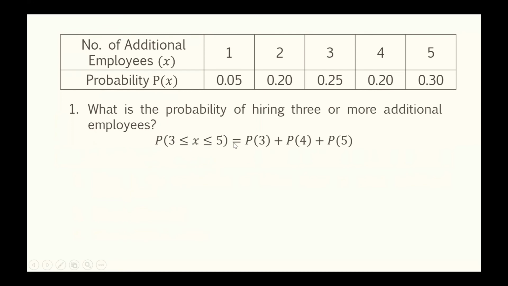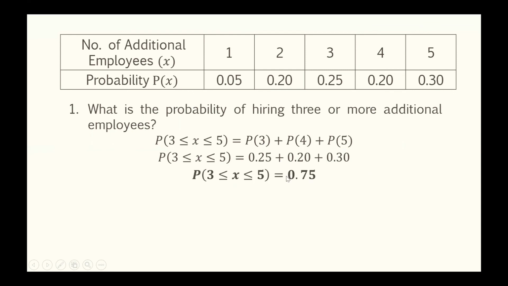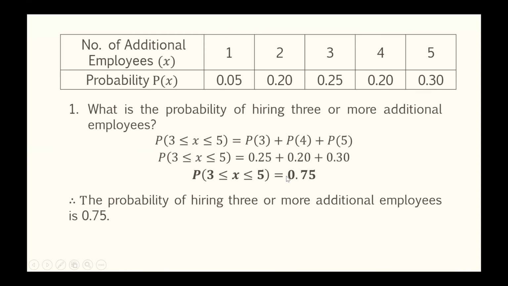So this symbol is equal to P of 3, or the probability of 3, plus P of 4, plus P of 5. We're going to get the probability of 3, 0.25, added to the probability of 4, added to the probability of 5. Final answer, we have 0.75. Therefore, the probability of hiring 3 or more additional employees is 0.75. Or in percent, that is 75%.